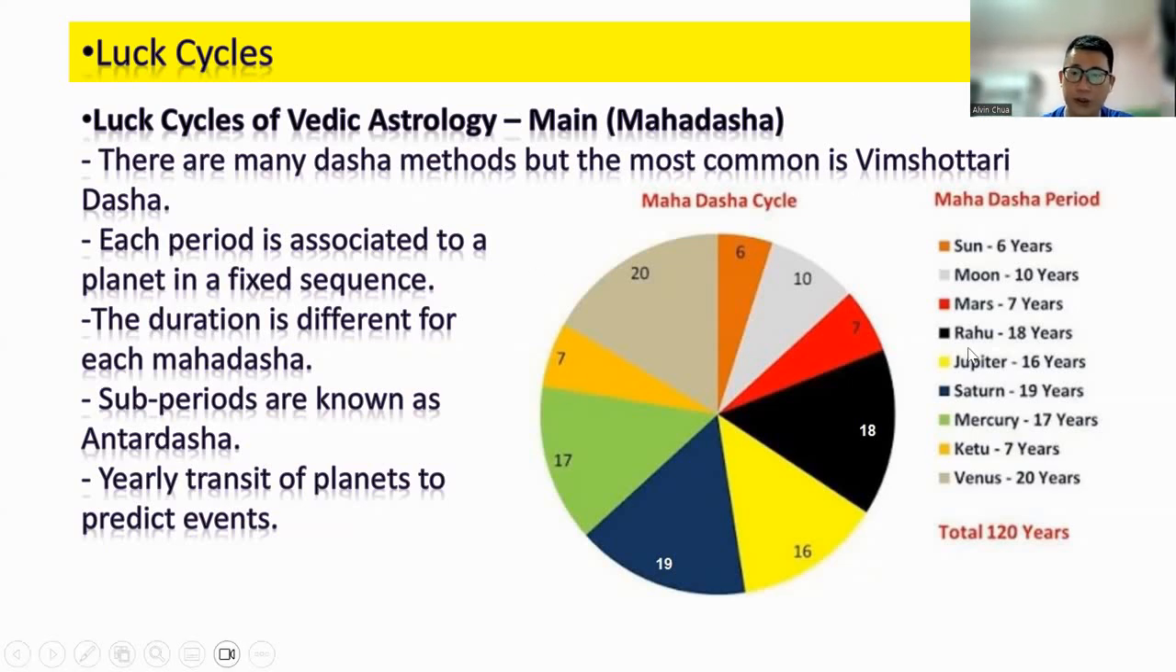So for Vedic Astrology, we use a lot of the sub-period, known as Antardasha. The sub-period slices the 20 years into smaller chunks. Then from there, we can make more defined analysis. Then when we want to look at the yearly prediction, we simply use the transits of planets each year to predict events.